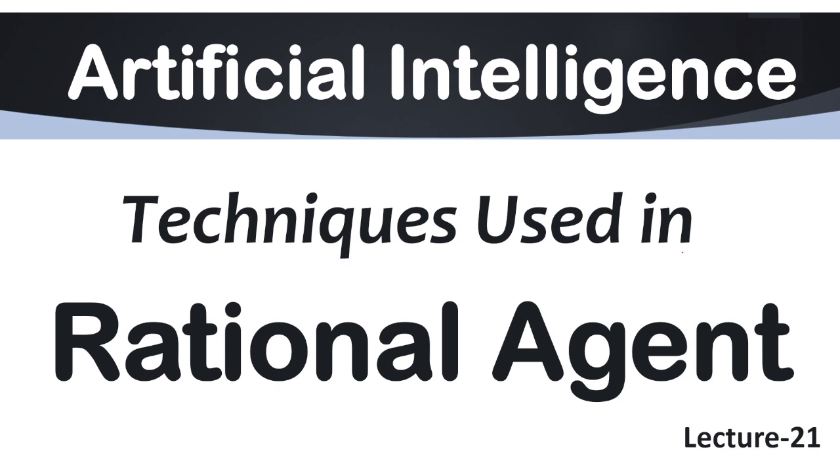So today we are going to discuss different techniques that are used in rational agents under AI. As in previous lectures, we have already discussed rational agents. These agents are basically designed to make optimal decisions based on their goal set, their previous knowledge, and the available resources, right? So here we have some key techniques that can enhance rational agents' decision making and their adaptability.